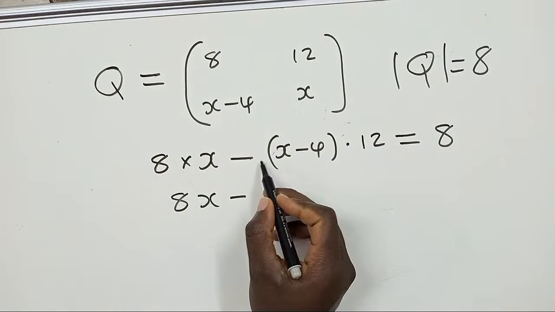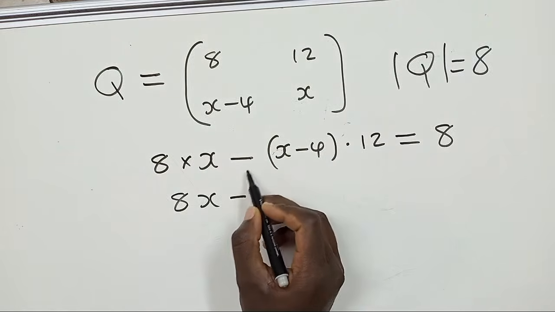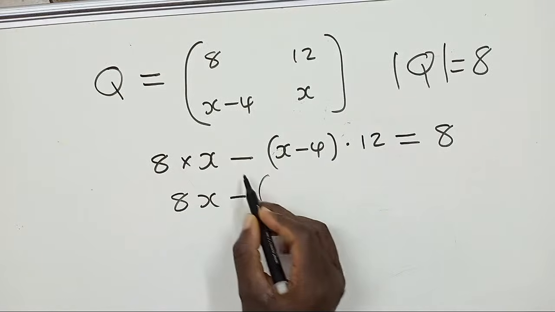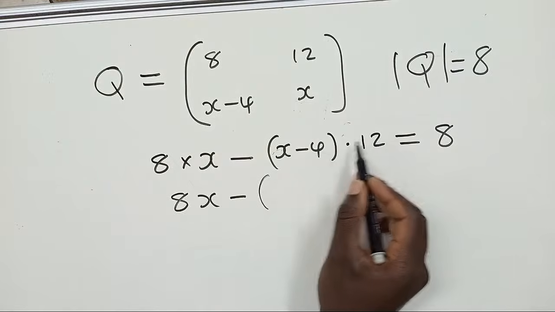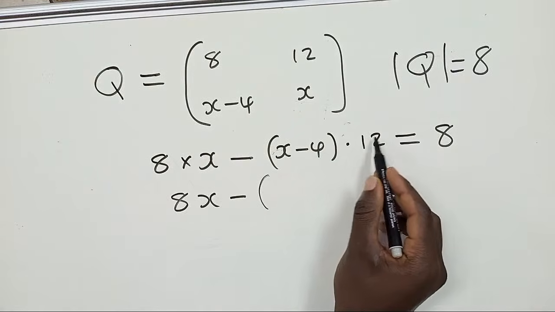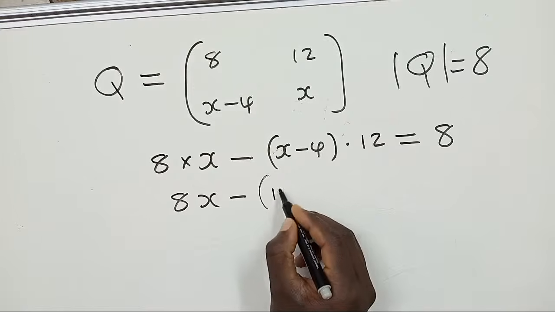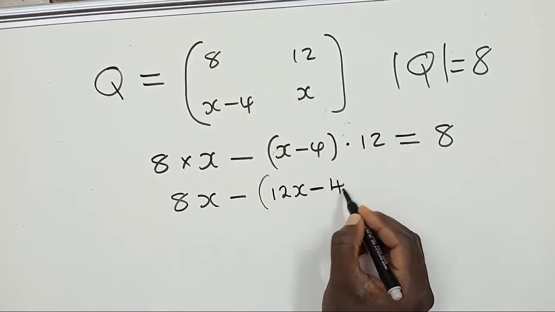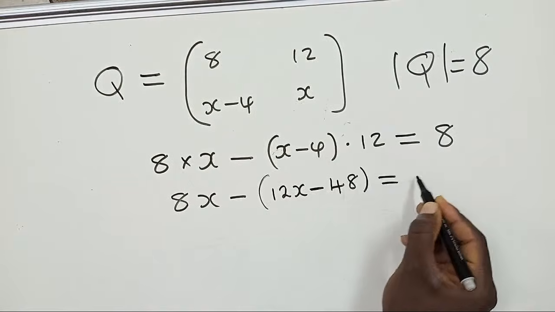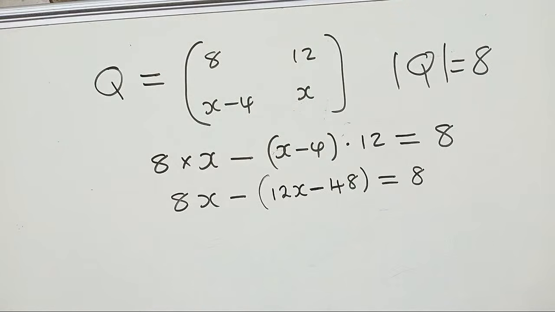Here, guys, don't distribute, don't do anything to this negative, just leave it, okay? Sort out the 12. So multiply everything that is inside the brackets by 12. So 12 by x is 12x. 12 by negative 4, what are we getting? We are getting negative 48, which is equal to 8. Hopefully you guys are following.